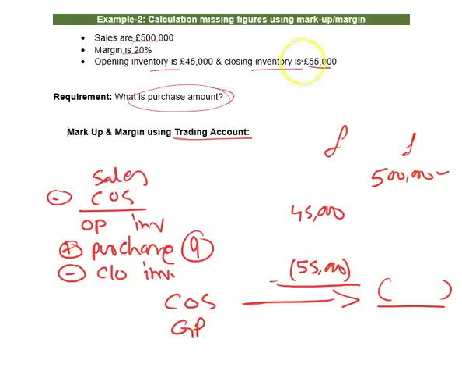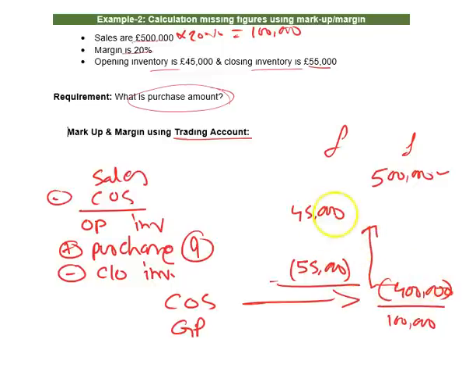Okay, now margin 20%. So if you do 20% of your sales, you get 100,000. That's your gross profit. So if your gross profit is 100,000, 500,000 minus 100,000, 400,000 you're left with. Okay, now you're going to work backwards. You got 400,000.